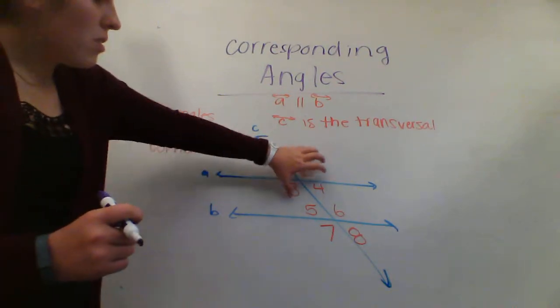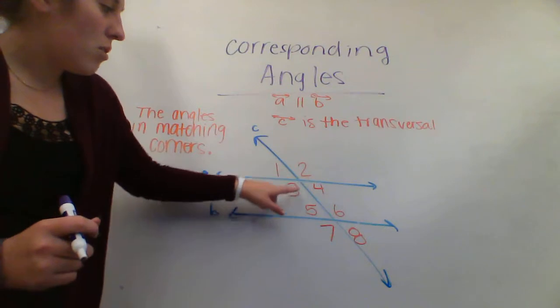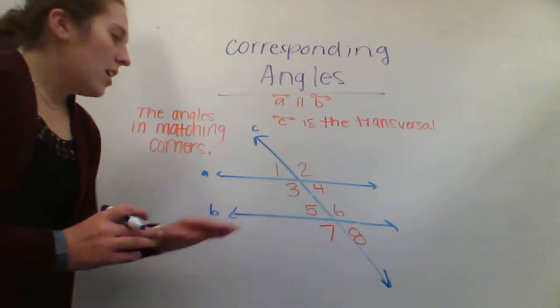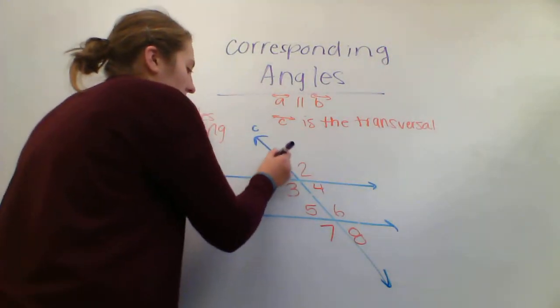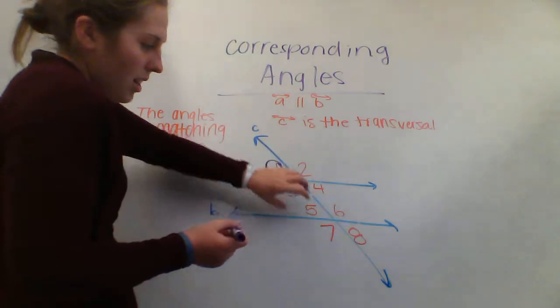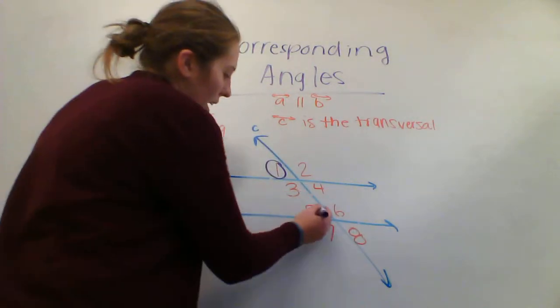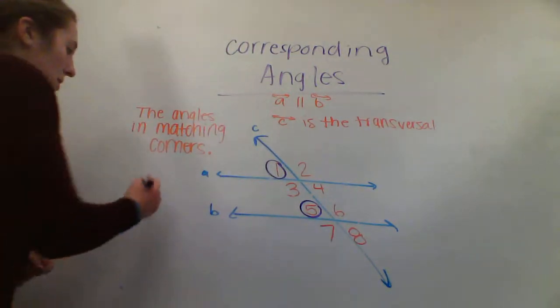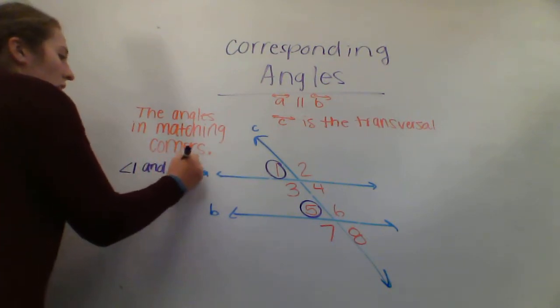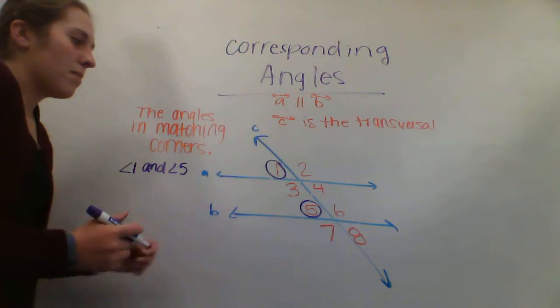Notice here we have two sets of four. We have 1, 2, 3, 4, 5, 6, 7, and 8. Notice that angle 1 right here, the matching part of this corner down here in this group of 4 would be angle 5. So that's what it means by same corner. Angle 1 and angle 5 are a pair of corresponding angles.